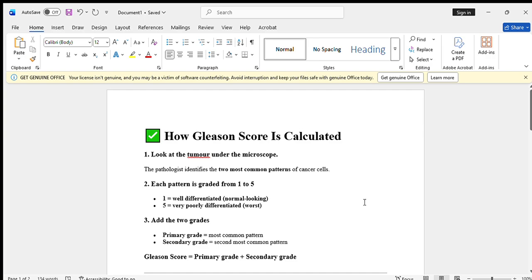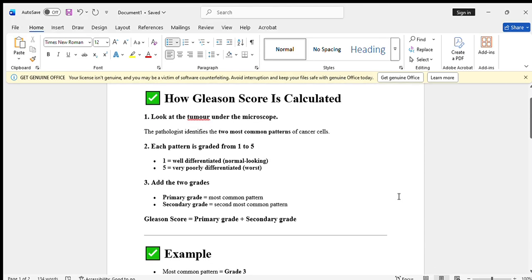Okay, so how is the Gleason score calculated? Look at the tumor under the microscope. The pathologist usually looks at the specimen under the microscope and identifies the two most common patterns of cancer cells and gives them a name.